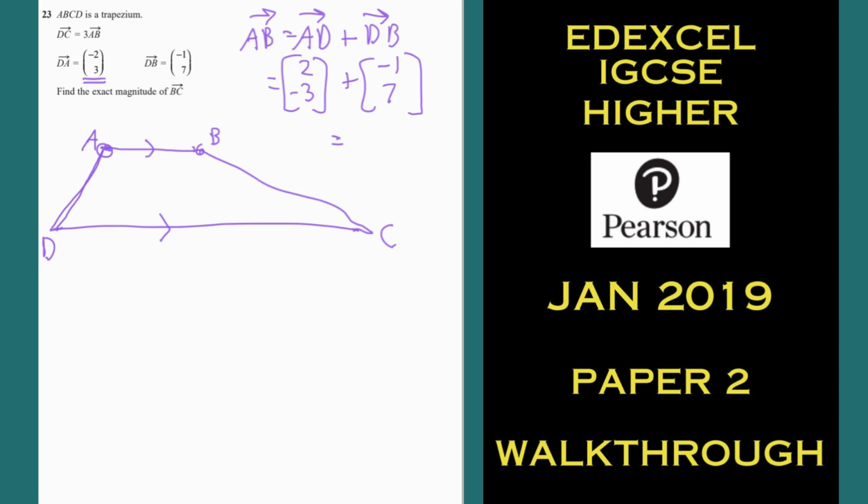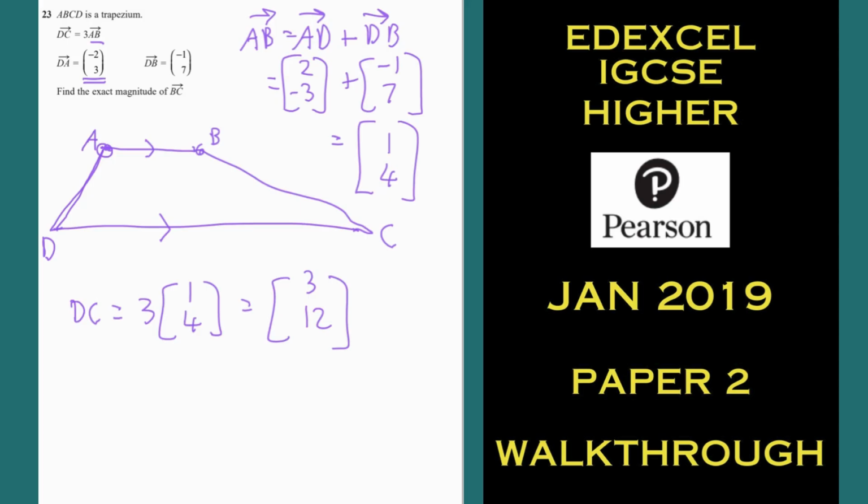We look at corresponding elements. 2 take away 1 is 1, -3 plus 7 is 4. Why does that help? Once we've got AB, we can now treble it. DC is 3 times this. That looks important. It's 3, 12. Now it says find the exact magnitude. We'll come back to the word magnitude.